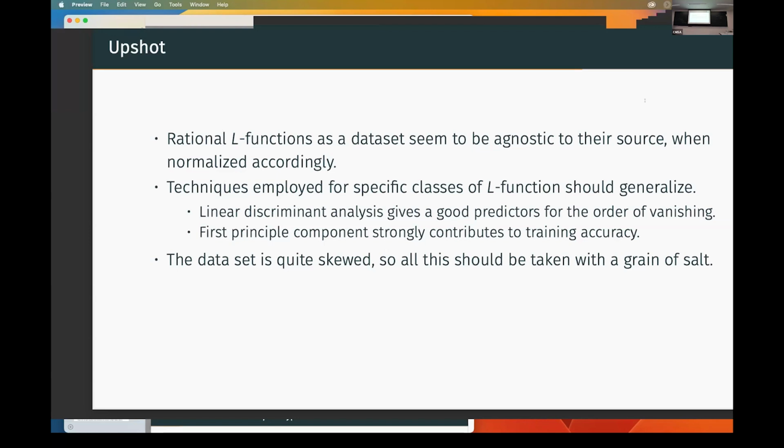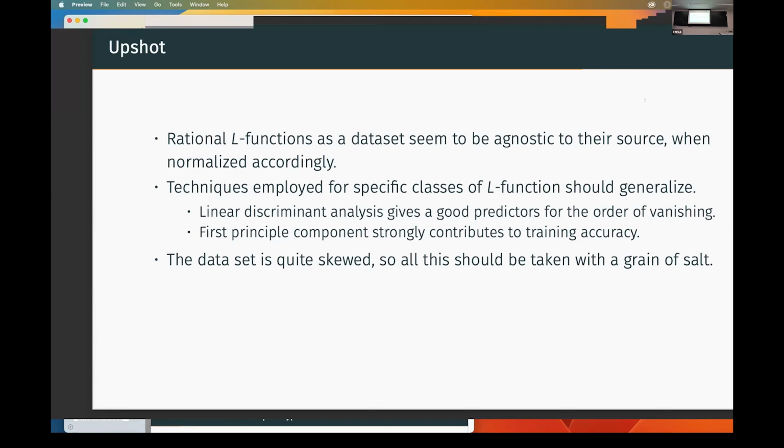Yeah, okay. But the conclusion for me is that they seem to be agnostic of the source. It means that instead of focusing on one classical function at a time, you should perhaps focus on all functions at a time, at least rational ones. And maybe you need to add more objectives, but we don't know yet.